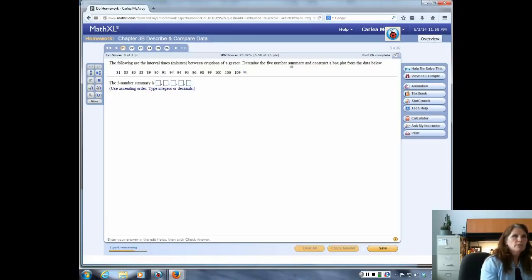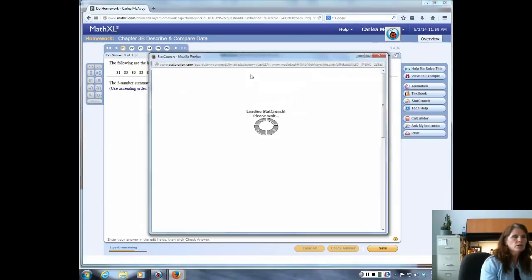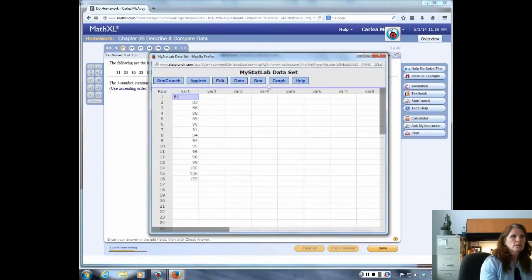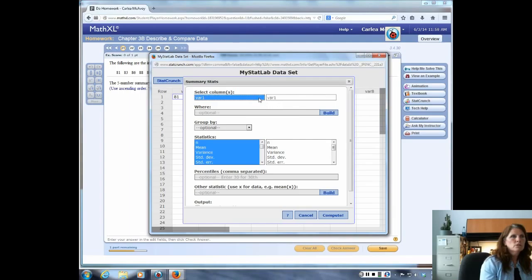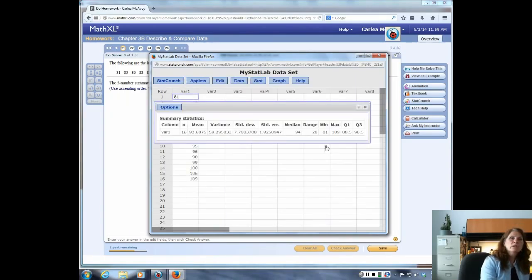To determine the 5-number summary and construct a box plot, it's the same type of question. Remember, you can put that into StatCrunch. Stat, summary stats, columns. Choose that column, which is the only one that you have. Then click compute. Your minimum is 81. Quartile 1 is 88.5. Median is 94. Quartile 3, 98.5, and your maximum is 109.